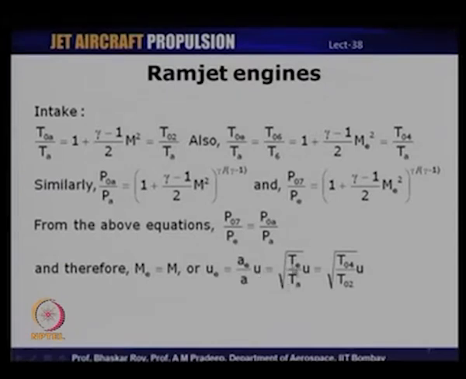This is equal to square root of TE by TA multiplied by u, and that is square root of T04 by T02 multiplied by u. So, the exit velocity we have now expressed in terms of the stagnation temperature ratio T04 by T02 and the flight speed. So, exit velocity is now expressed as a function of these. We will further simplify a little later.